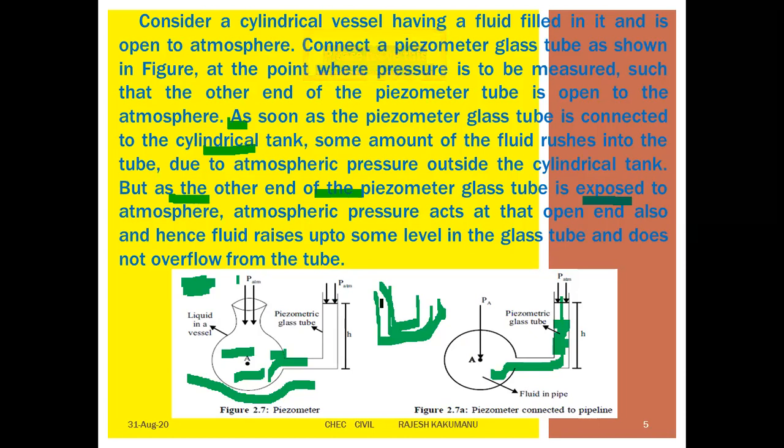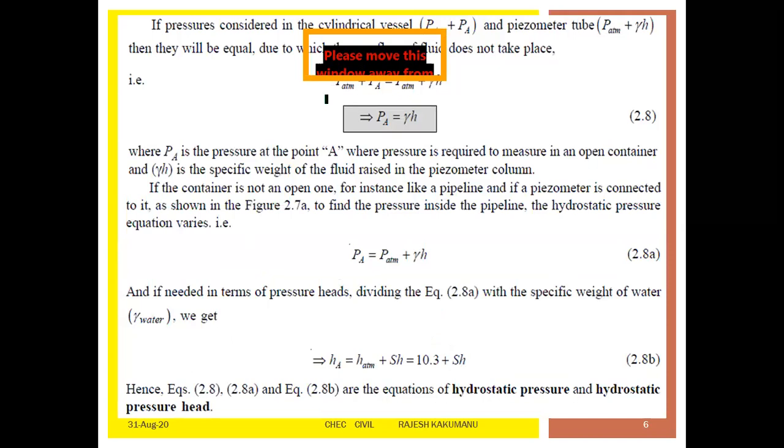When this happens, the piezometric reading is obtained. How we will see: you have to see the total height of the piezometer glass tube and up to what level the fluid is coming; that is one height. You have to take this height minus that height, and with this pressure difference you have to calculate the formula. Now see the derivation here. If the pressure considered in the cylinder vessel is, what pressure do we have in the cylinder vessel? Atmospheric pressure is there, the cylinder pressure is there, okay? P atmospheric is there plus PA is there. See the figure also here.